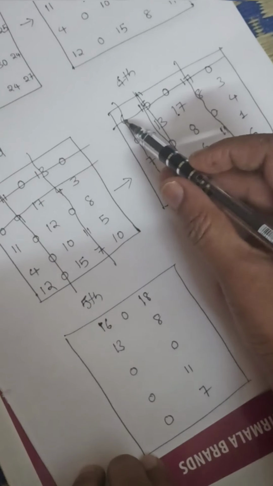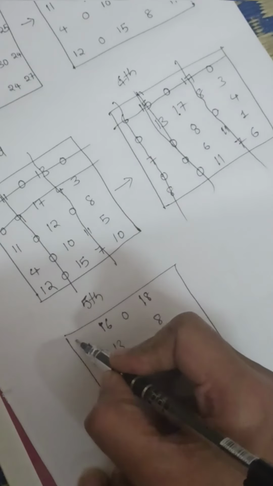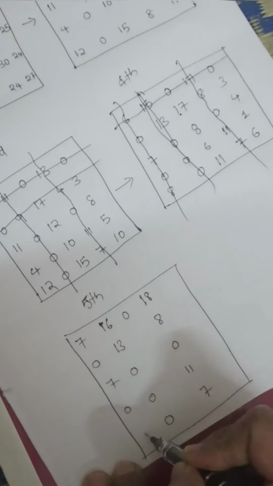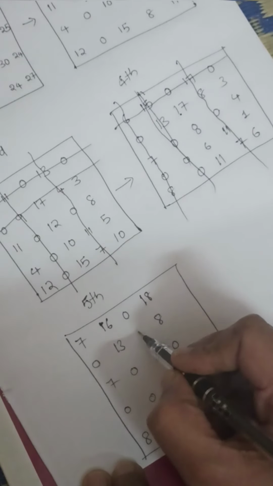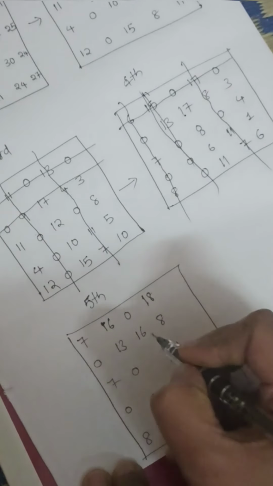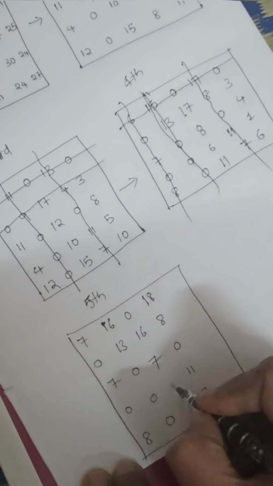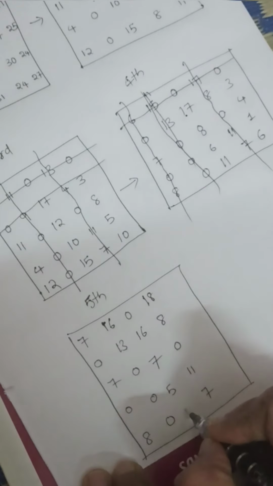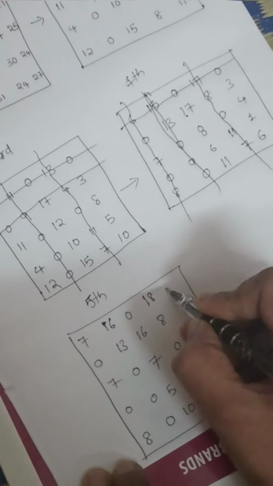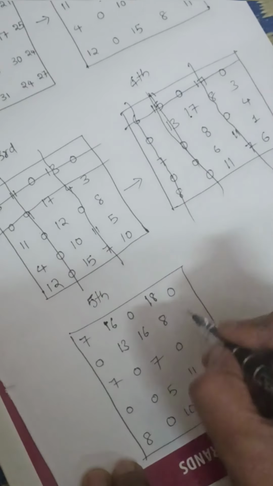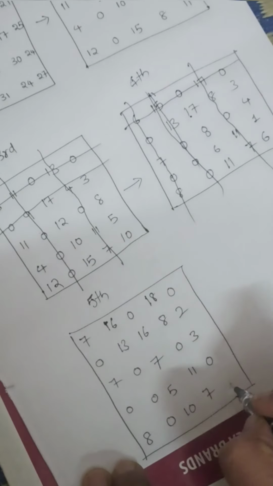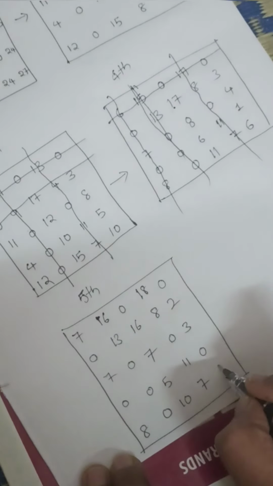Next, 6, which is an intersection point, 1, 7, 0, 7, 0, 8. Now 17 minus 1, that is 16. 8 minus 1, 7, 6 minus 1, 5, and 11 minus 1, 10. 0 as it is. 3 minus 1, 2. 4 minus 1, 3. 1 minus 1, 0. 6 minus 1, which is 5.